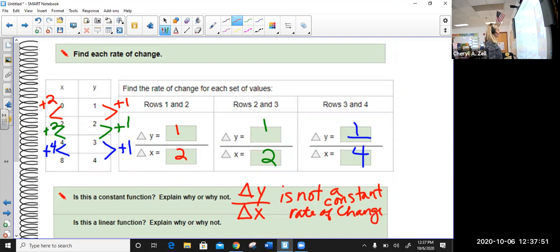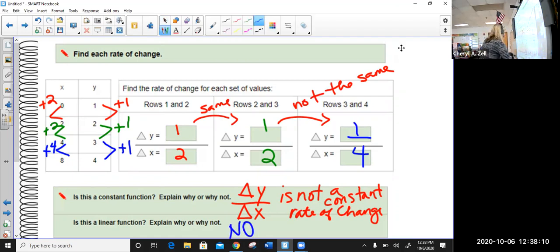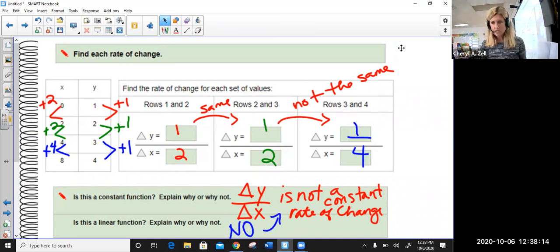Because the rate of change changes. This is the same, right? But from here to here, not the same. Make sense? So would it be a linear function? No, because of this, right? It's not going to be a constant rate. It has to be the same in order for it to be a constant rate of change or a linear function. So that applies to both.